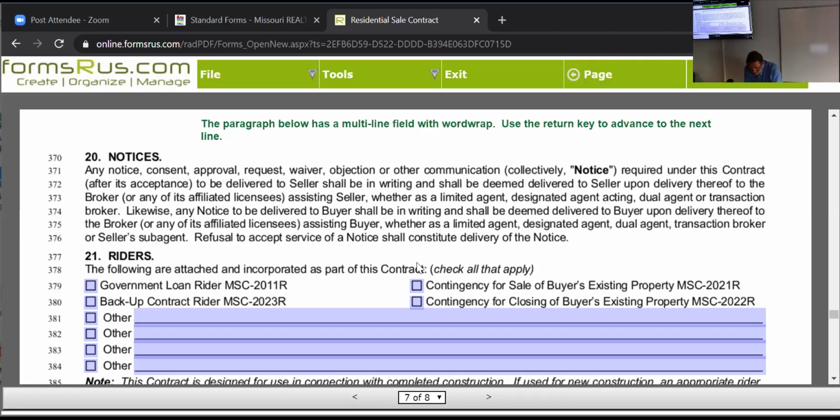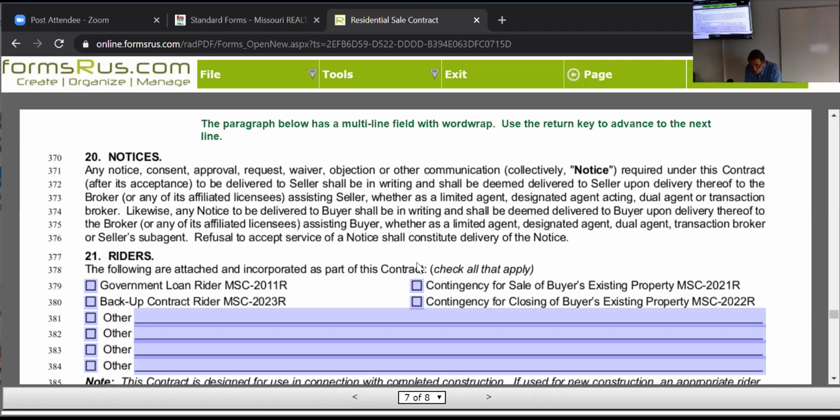Now, if you look at 385 through 88, this contract's not designed for use with new construction. Some of the builders have their own contracts, but you might want to enter initially into a contract on an MLS or a Missouri Realtors form, and then enter into a contract with the builder separately.